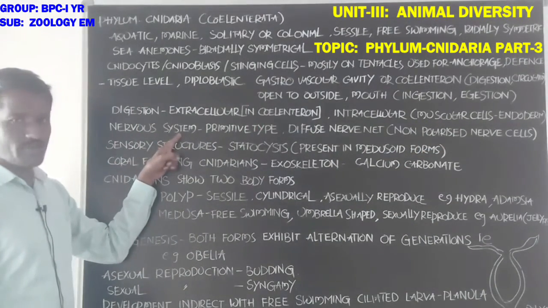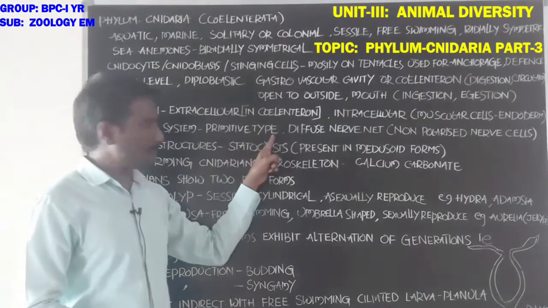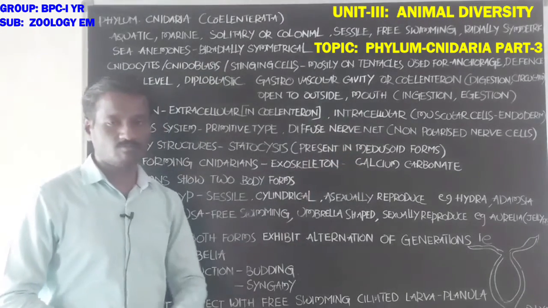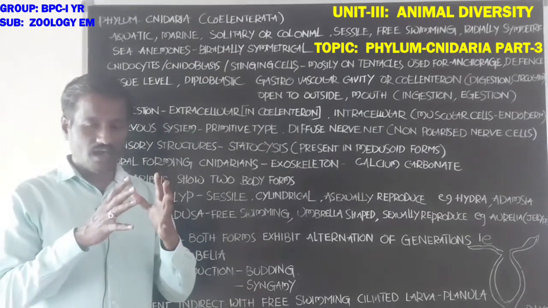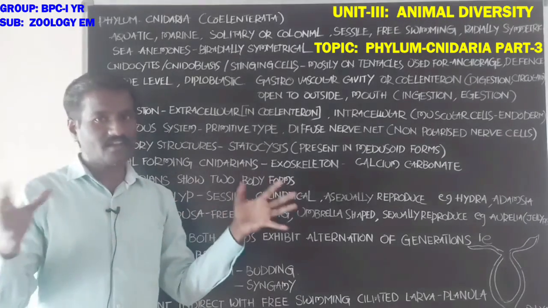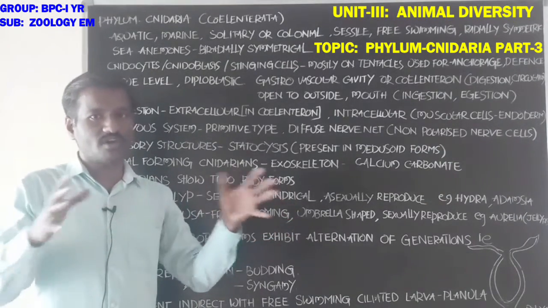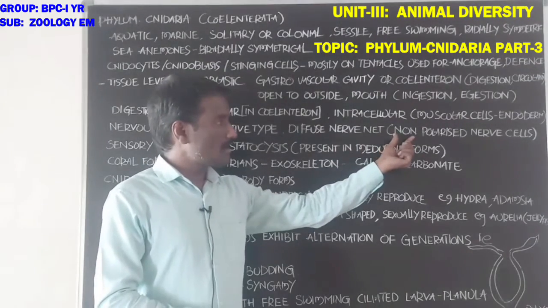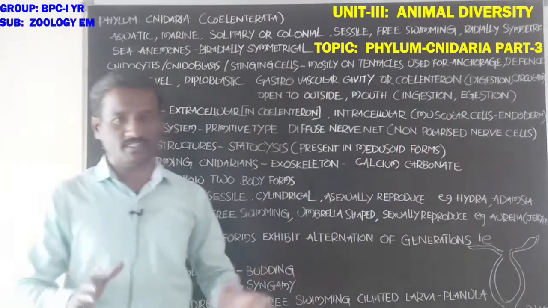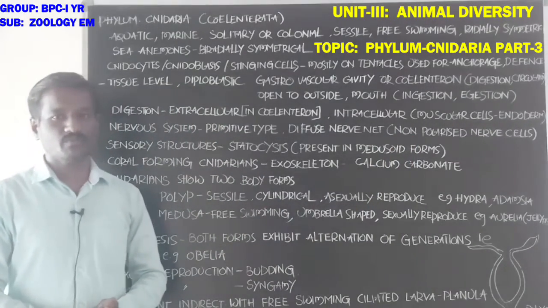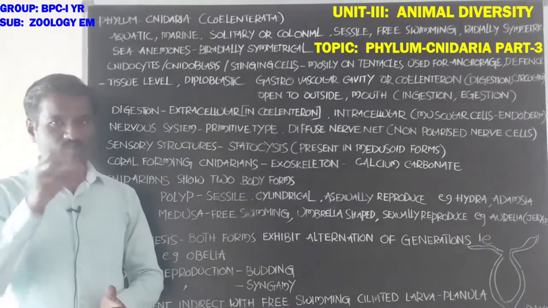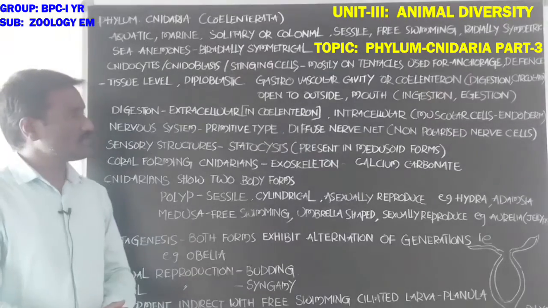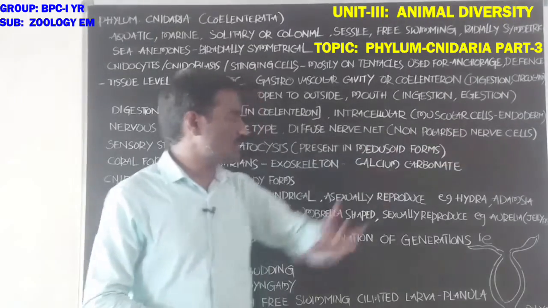The nervous system is also present in a primitive form, available as a diffuse nerve net. Neurons are interconnected with each other and form a network-like structure. The nerve cells are non-polarized, that means they do not carry the impulse in one direction.